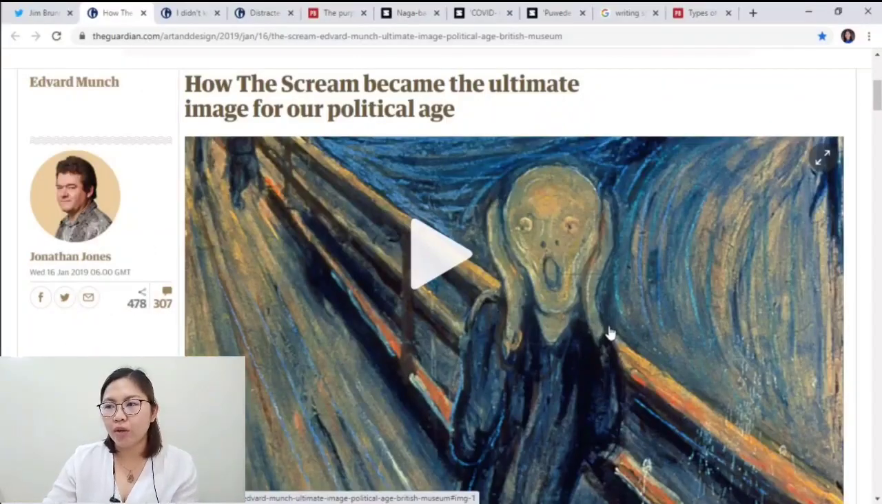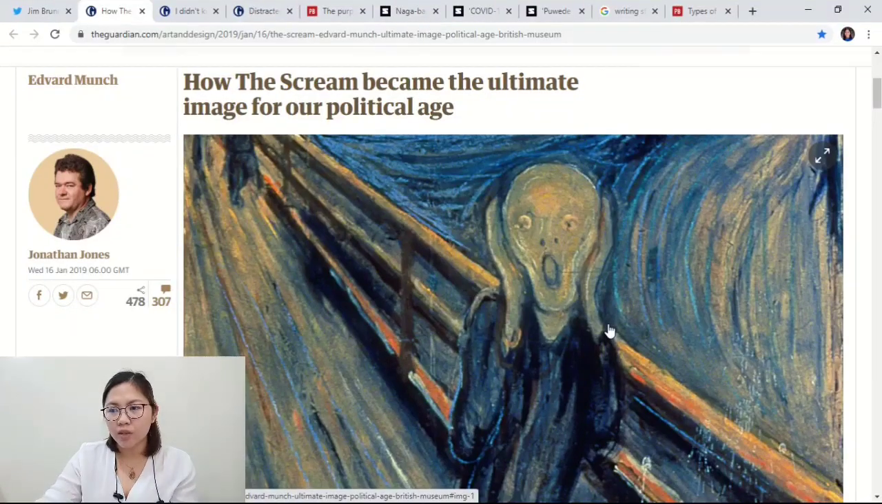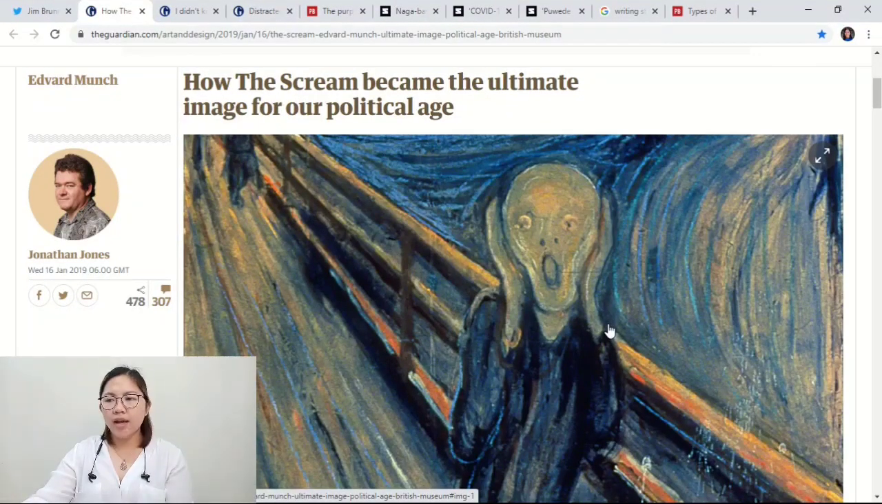Look at this example. This is taken from the newspaper website of The Guardian. The title is How the Scream Became the Ultimate Image for Our Political Age. This is written by Jonathan Jones in 2019. Look at how Jonathan Jones begins with this feature article.